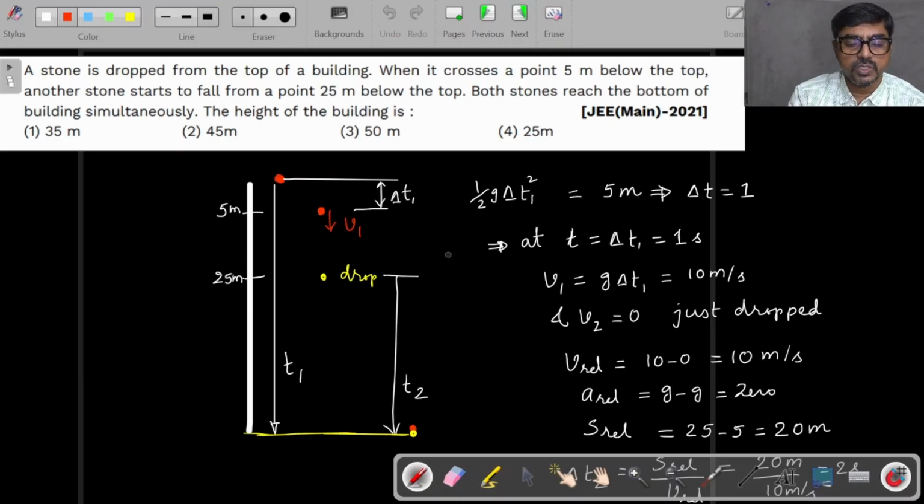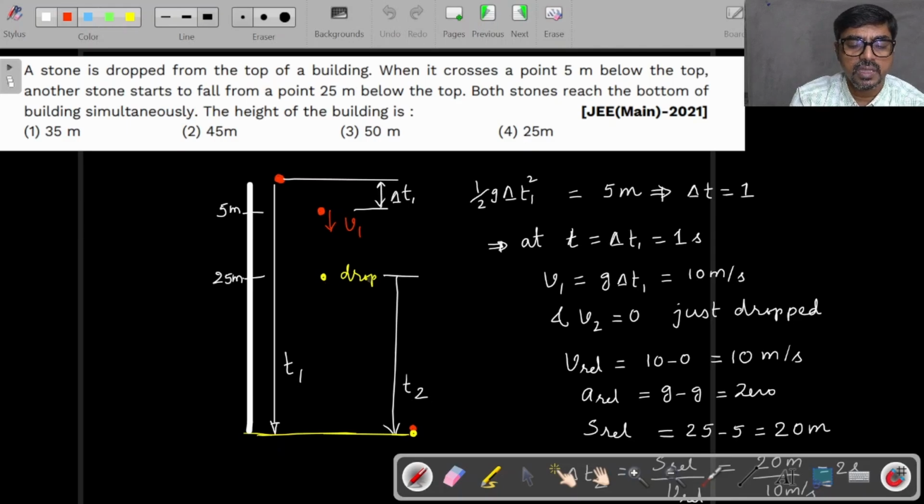So I am just showing that in the diagram. Initially it is at the top of the building. Let's say this is the 5 meter mark and this is the 25 meter mark. The gap between them is 20 meters. So this is t equal to 0. After that the particle has come here after delta t1 time, crossing the 5 meter mark. At that moment the second stone was dropped from the 25 meter mark. That is what he is talking about.